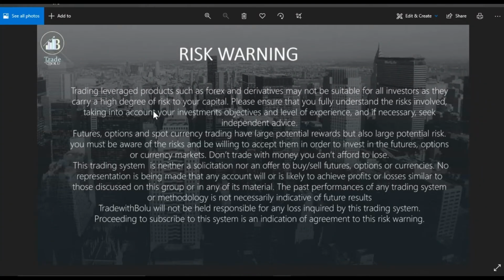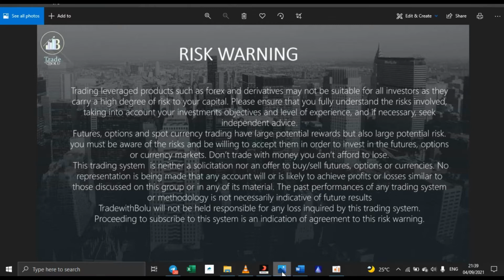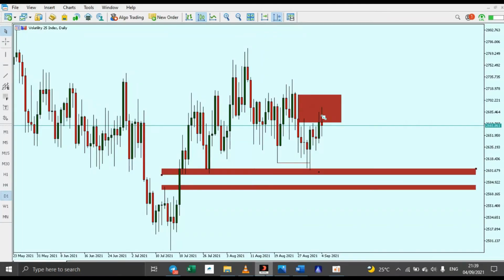trading leverage products such as forex and derivatives may not be suitable for all investors, as they carry a high degree of risk to your capital. So please ensure that you fully understand the risks involved, taking into account your investment objectives and level of experience, and if necessary, seek independent advice. So it's also important you know what you're in for as you continue watching this video.